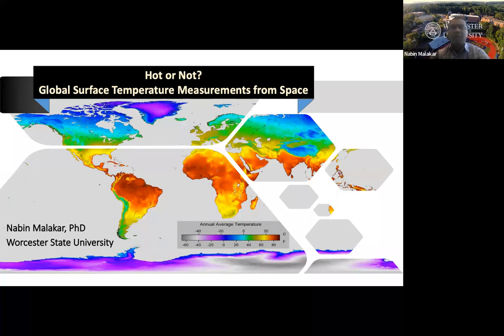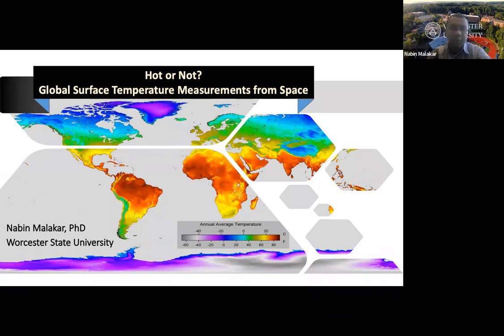So the topic is hot or not, right? How hot is it? The picture that I'm showing over here is the average for the globe for one of the August months. You can see the temperature, red is hot, and the bluish purple is not, right? So basically, what I'm trying to emphasize here is how simple physics principles can be used to measure the temperature. It's like developing a thermometer for measuring the fever of the Earth.